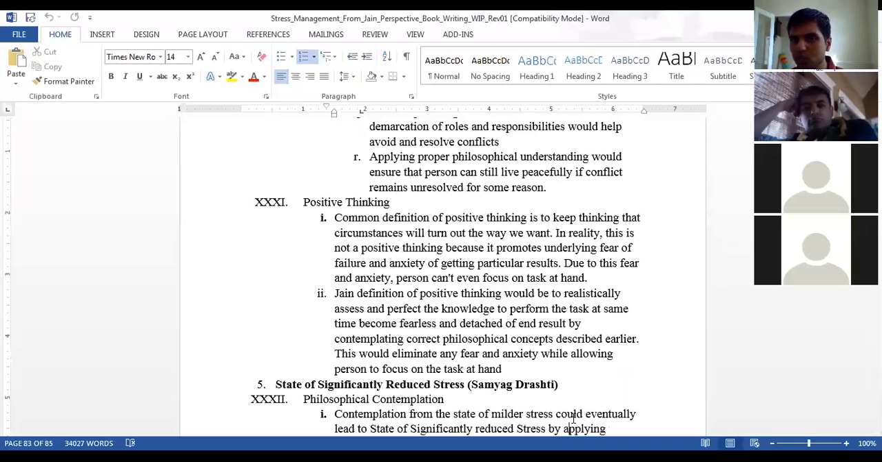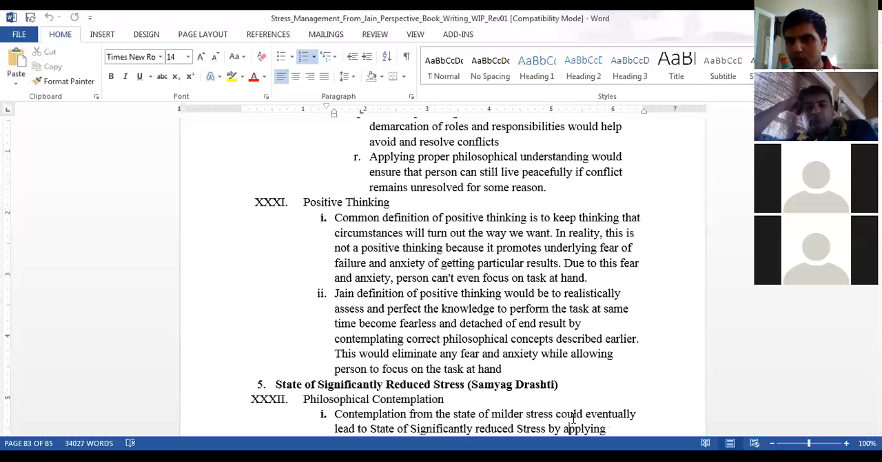What is the Jain definition of positive thinking? The Jain definition of positive thinking would be to realistically assess and perfect the knowledge, perform the task, and at the same time become fearless and detached of the end result by contemplating correct philosophical concepts. So yes, you do the best you can. You always avoid the negativity out of it, but you're prepared to face any outcome.